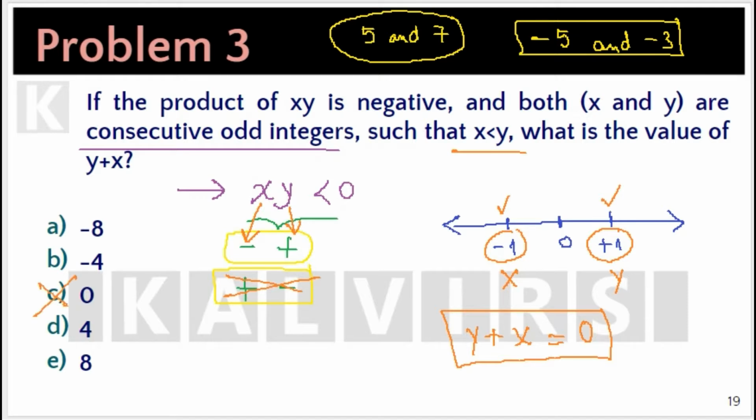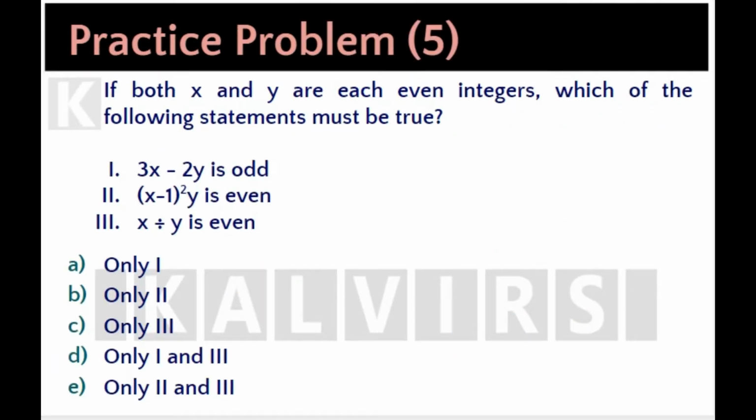Alternative C is correct. If both x and y are each even integers, which of the following statements must be true? Number 1. Since we know that x and y are even integers, statement 1 is false because both products are even, and the difference between two even integers is always an even integer.